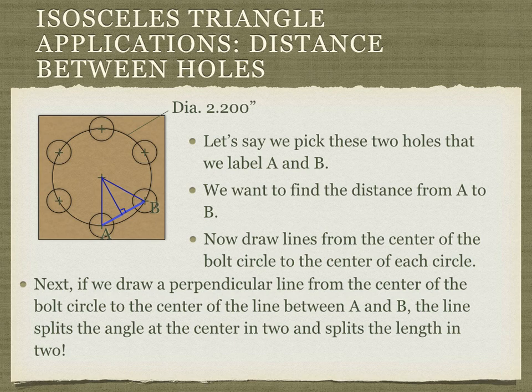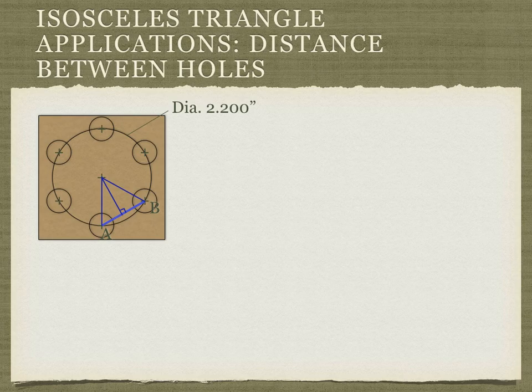Next, if we draw a perpendicular line from the center of the bolt circle to the center line between A and B, the line splits the angle at the center in two and splits the length of A to B in two. So what information do we have about this triangle?